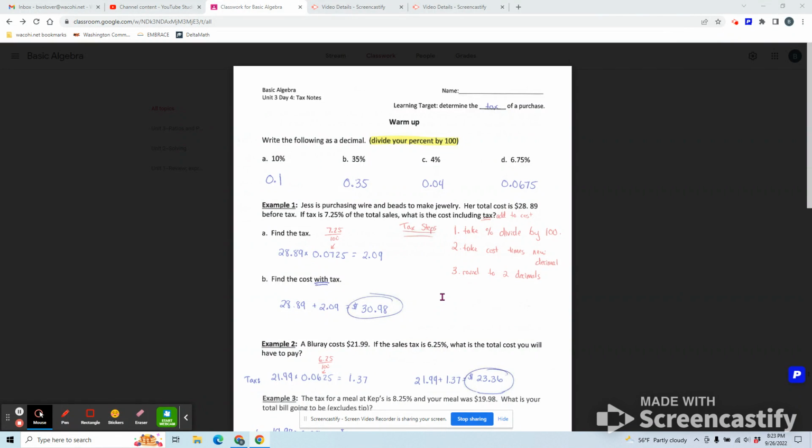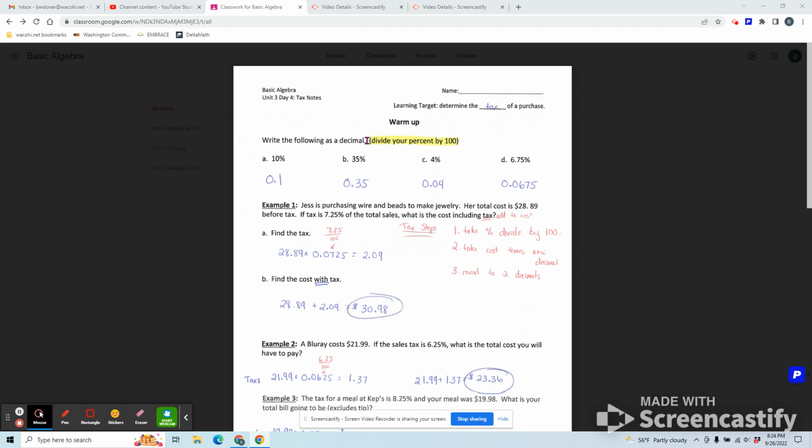Slover's Math. Today we're going to focus on taxes. You're going to be able to determine the tax of a purchase. So to get us ready for that, we need to first figure out how to take a percent and turn it into a decimal. So our warm-up is doing just that.